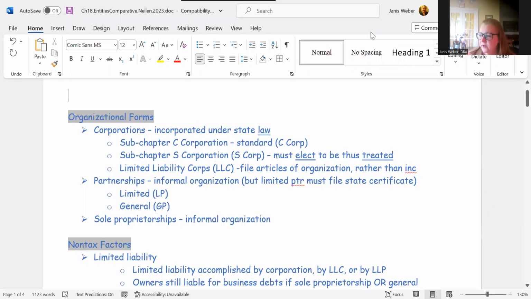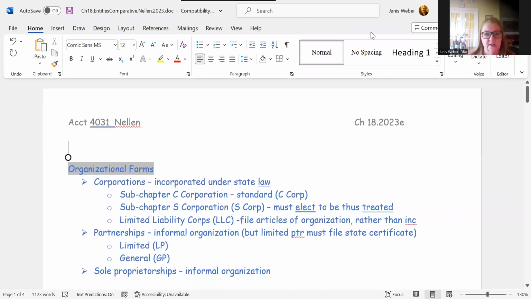Okay, this is chapter 18. This is the entities chapter that's kind of pulling together all the things we've added in advanced tax. We revamped a lot of things and added some nuance to some of the individual taxation issues and some of the issues that affect all businesses.